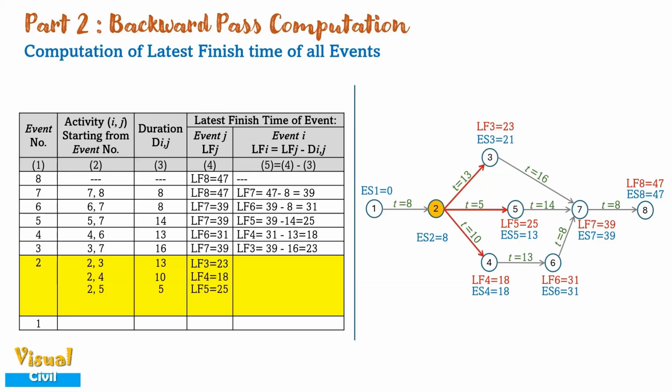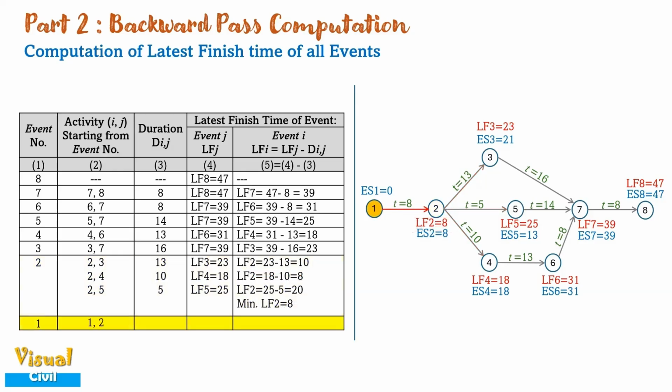Now, for activity 2-3, compute the latest finish time of event 2, that is LF2. This is equal to 10. For activity 2-4, LF2 is equal to 8, and for activity 2-5, it is equal to 20. Select the minimum among these three values of LF2 as the latest finish time of event 2. Here it is 8.